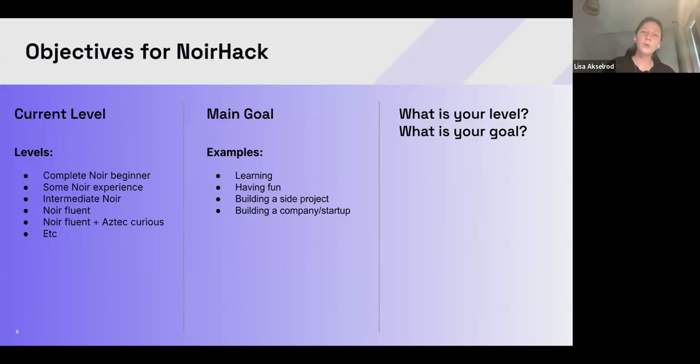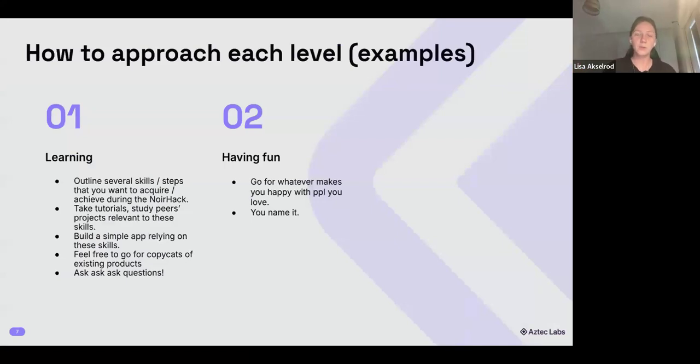Second thing, your goal. What do you want to achieve with the hackathon? It might be learning, acquiring new skills, improving existing skills. It might be having fun. I will elaborate on that later. It might be building a side project, some side gig that you want to spend some time on weekends or evenings. It can be building a company or a startup. Maybe you are very serious about NoirHack being the starting point of your next big thing. Let's elaborate on each point.